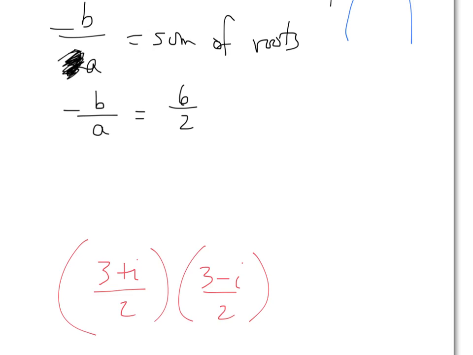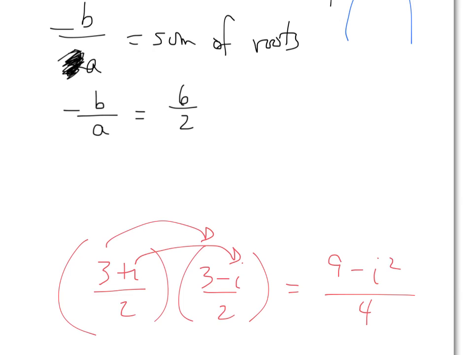complex conjugates. The middle terms cancel. Please don't do the middle terms. So start FOILing, but ignore O and I for FOIL. So you're going to get a 9 minus i squared all over 4. You don't need to really FOIL that because the middle terms cancel. i squared is negative 1.